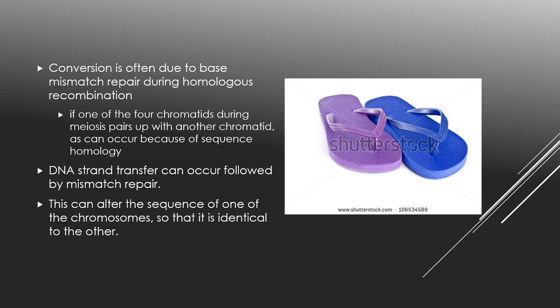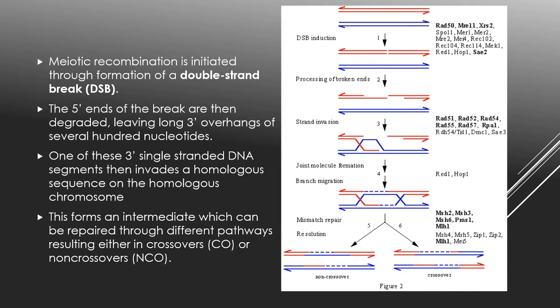Conversion is often due to base mismatch repair during homologous recombination. If one of 4 chromatids during meiosis pair up with another chromatid, as can occur because of sequence homology, the next strand transfer can occur following a mismatch repair. This can alter the sequence of one of the chromosomes so that it is identical to the other. Chromatin recombination is initiated through the formation of a double strand break.